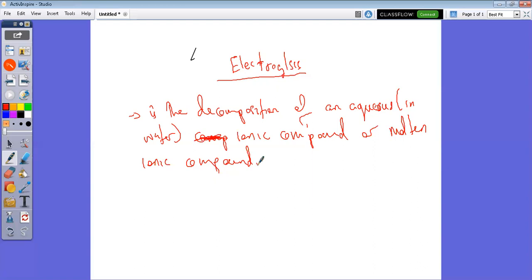Is the decomposition of molten or aqueous ionic compound. Why is that? Why is it we can't do electrolysis for covalent compounds? I'm not saying write it down, I'm just asking. It's nearly impossible for covalent compounds. What's the reason? Because covalent compounds do not have what? Freely moving what? Electrons. Covalent compounds do not have freely moving electrons. Are we together?